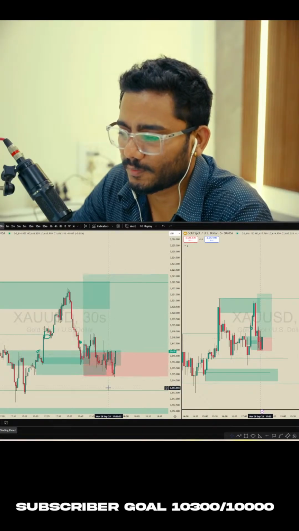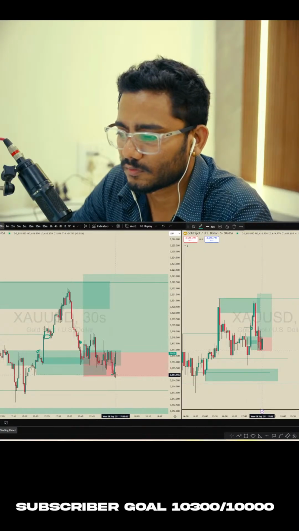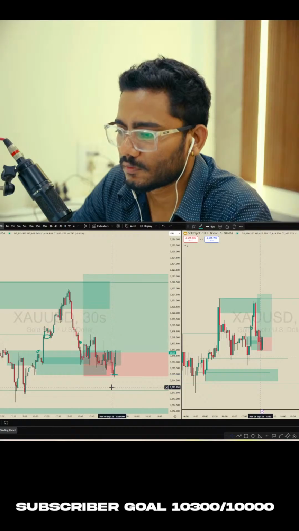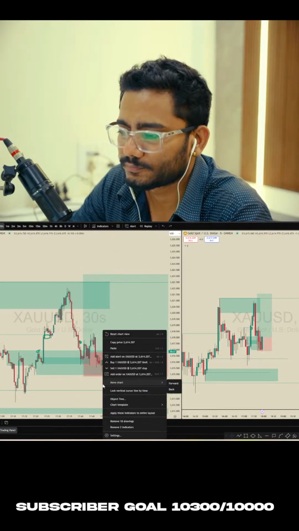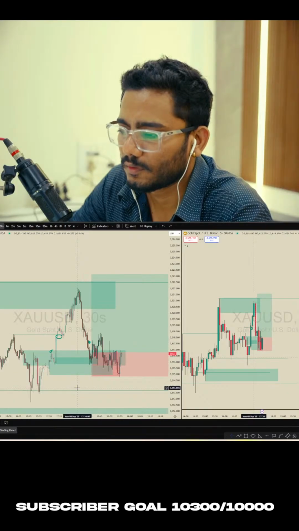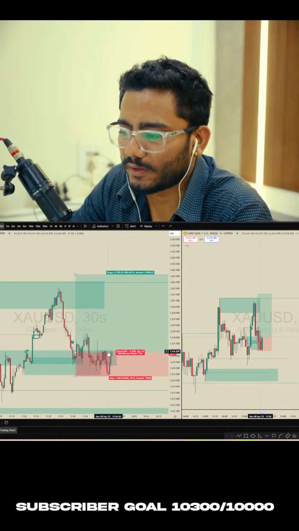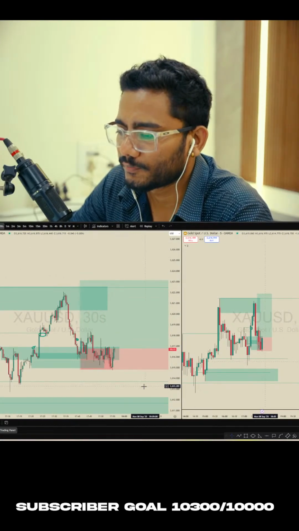Now the momentum is coming in. It took out this previous structure, this previous low. We can look for a re-entry at this breakout, but I will not recommend it. But the momentum is kicking in right now.